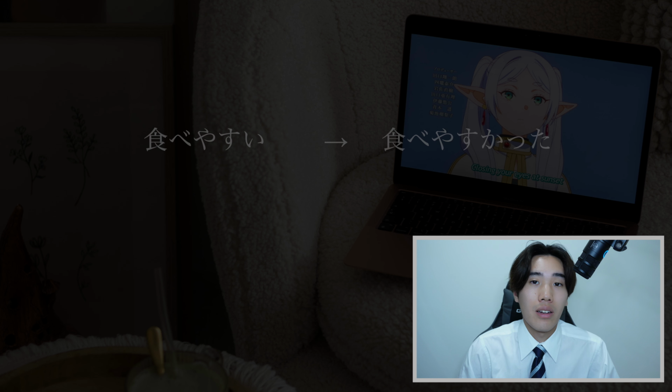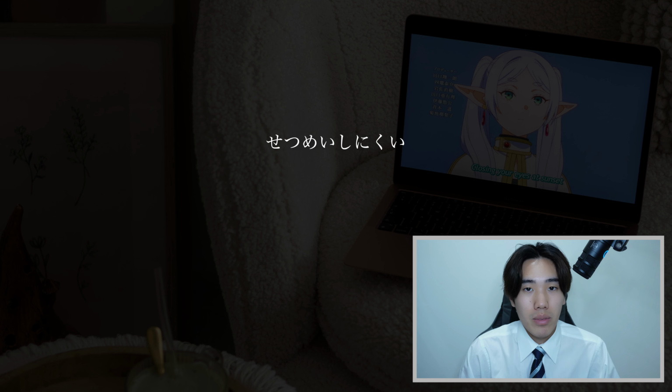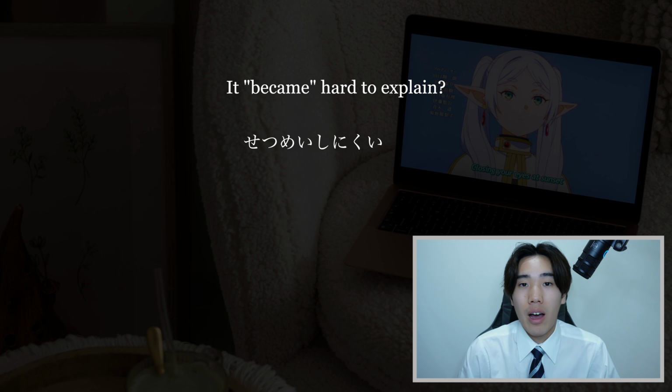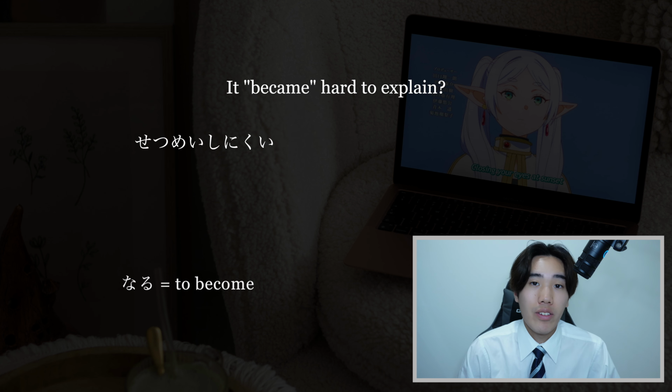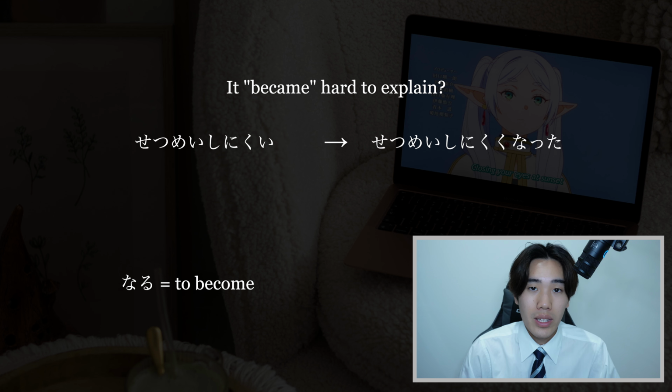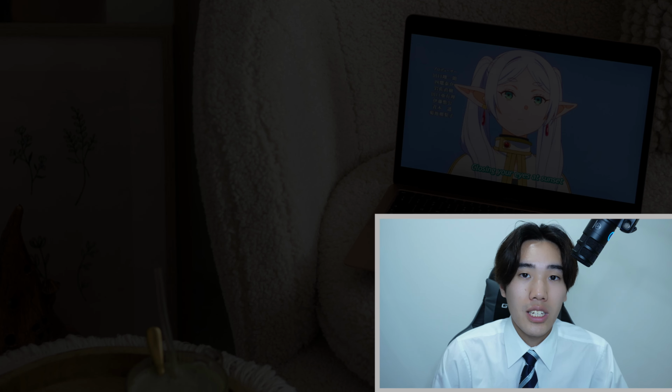So let's take a look at another example. 説明しにくい means it is hard to explain. So how about it became hard to explain? Now I want you to recall なる. I've explained なる in a previous lesson, so if you don't know how to use なる, make sure to check out that lesson. Again, we treat 説明しにくい as an i-adjective, and we conjugate this to its なる form. And also, it is in its past tense. So 説明しにくい turns into 説明しにくくなった.